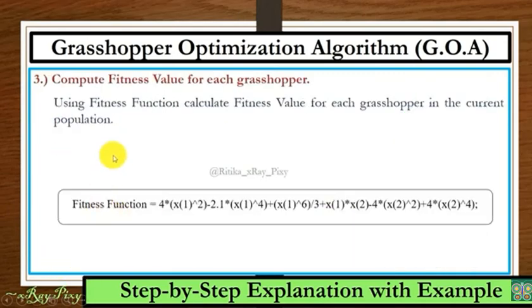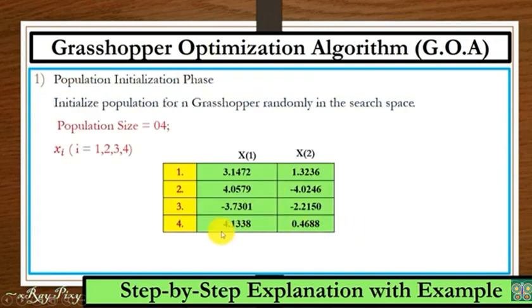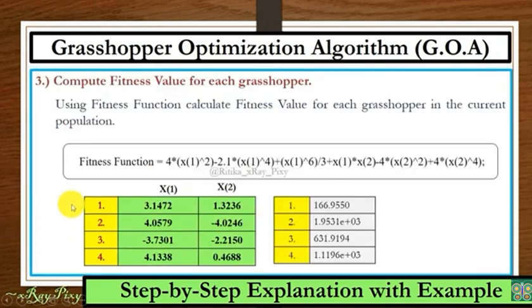Now using a fitness function, we will compute the fitness value for each grasshopper in the current population. So this is the cost function that we are using here to compute the fitness value for each grasshopper. Here you can see we have x1 and x2. So in the current population, you can see these values for x1, values for x2. Now using this fitness function, we computed all the values for the current population.